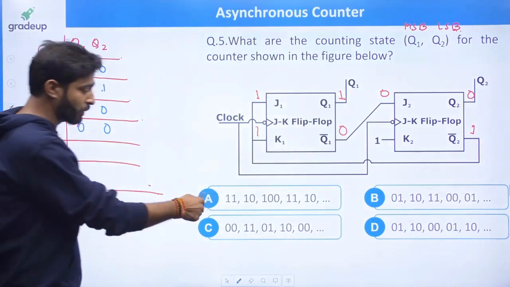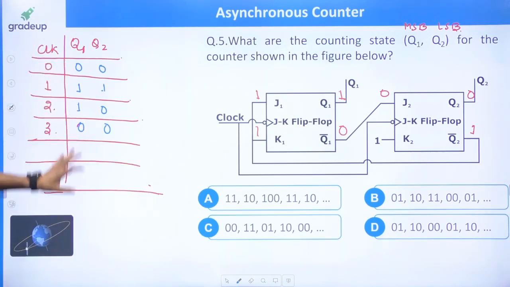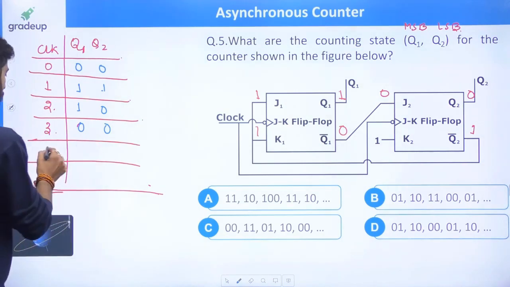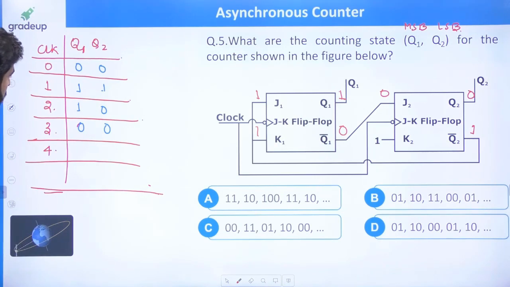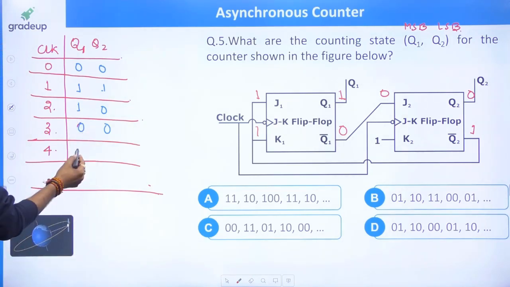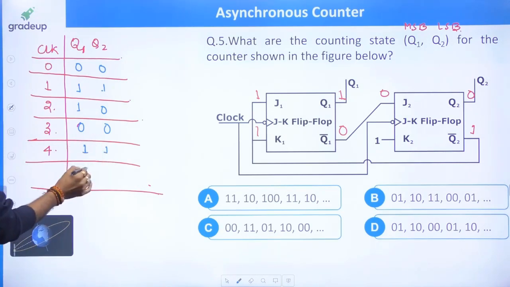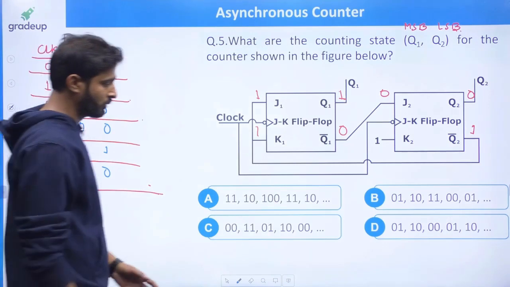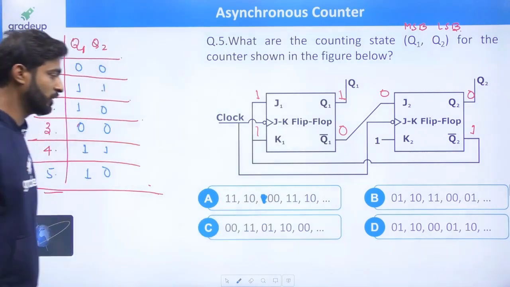Now, yes, in option A there is some mistake. I'm just correcting it. Everybody just forget about the option, because how to solve this type of question is the important part. 0, 0. Now when the fourth clock is given, it will start again and become 0, 0. After the 0, 0, it will become 1, 1. After that 1, 0, like that. So my dear friend, it is just like this. It is only the 0, 0.